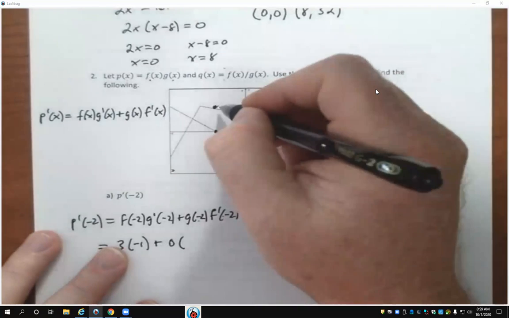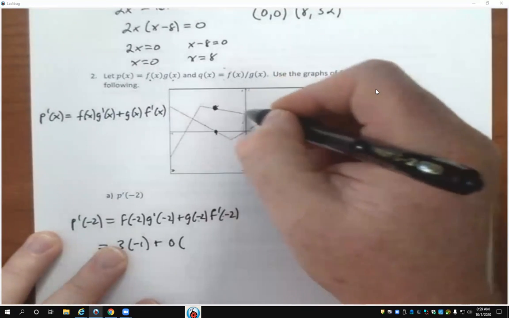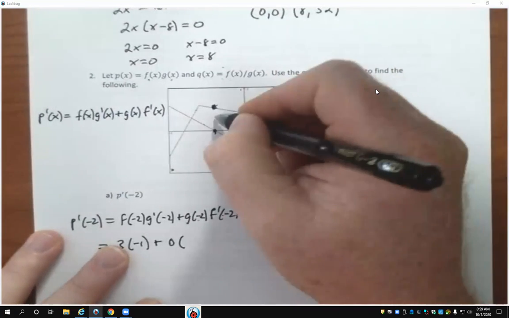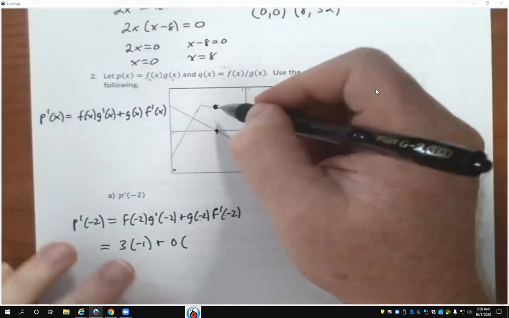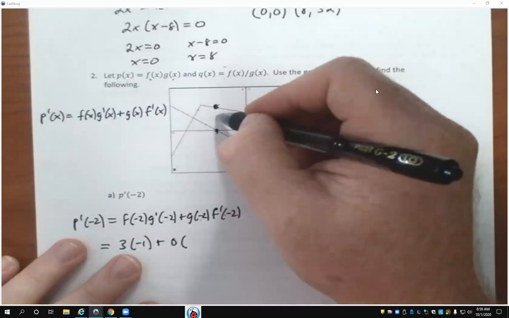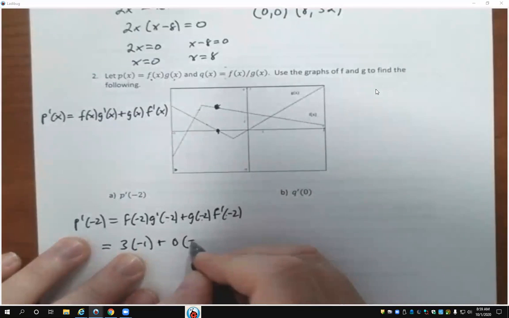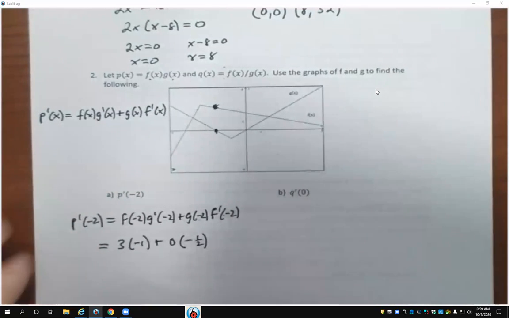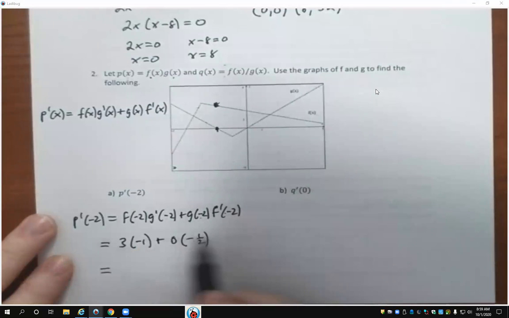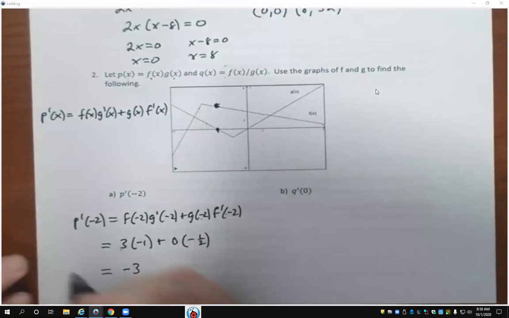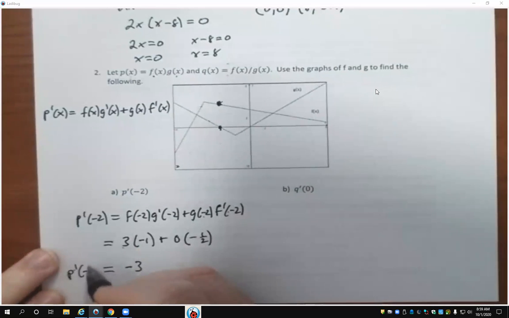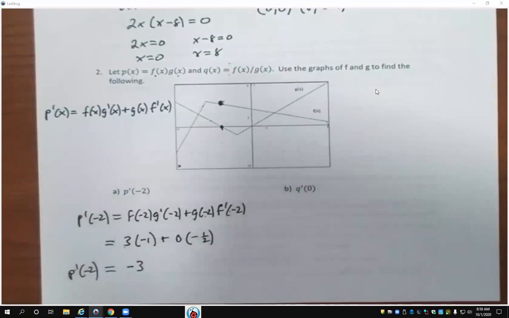F prime of -2 is the slope of this line, because this is f at -2. And the slope of that line looks like it's down 1, right 2, so that'd be -1/2. But the bottom line is that becomes 0, and 3 times -1 is -3. So p prime of -2 is -3.